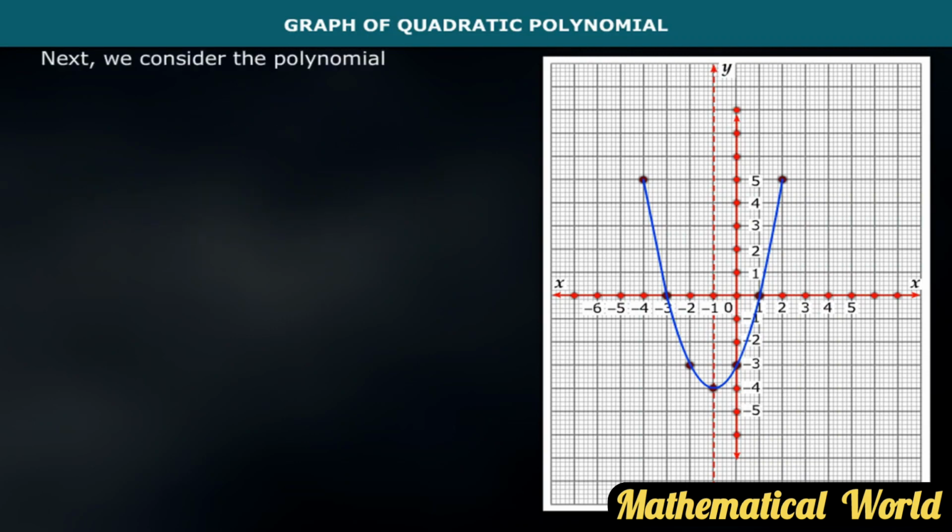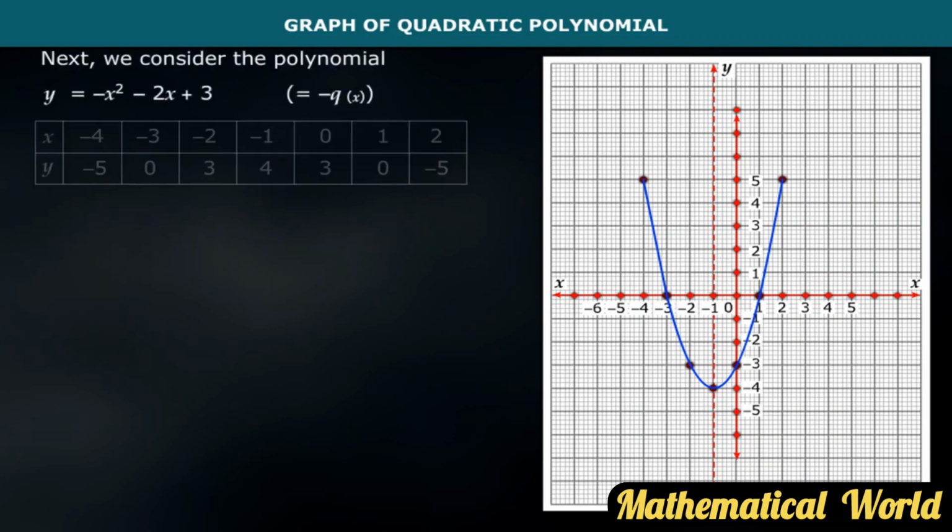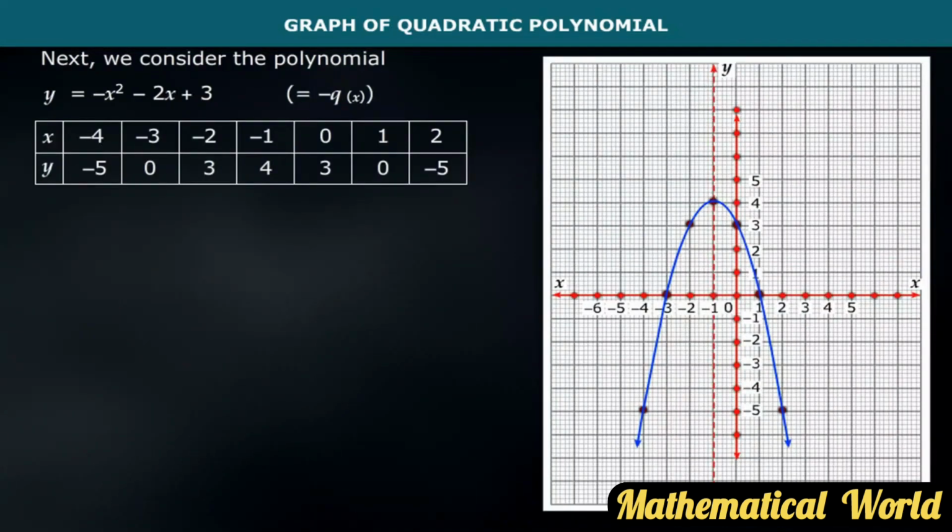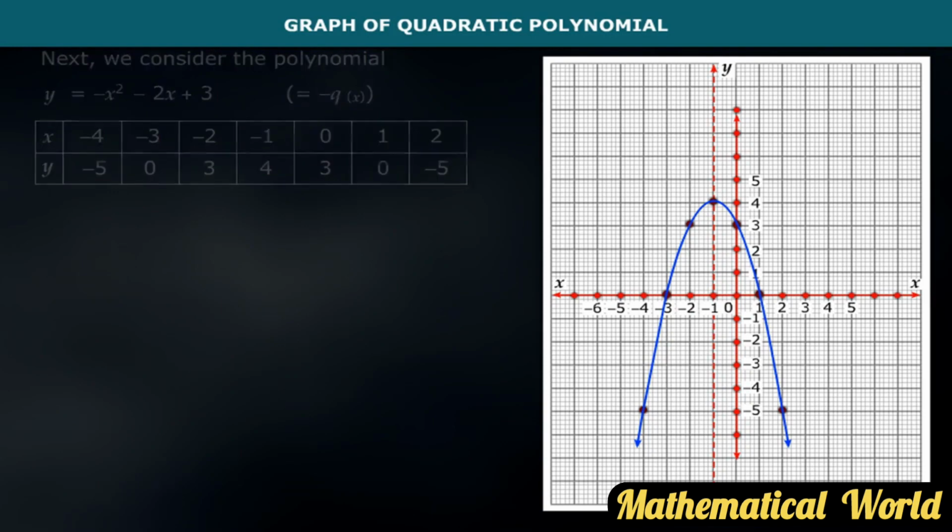Now, consider the polynomial p(x). This is actually the negative of the polynomial q(x). These are some values of x and y satisfying the polynomial. As we plot them on the graph paper, we notice that it is just the inverted form of the graph for q(x). This shows that changing the sign of the polynomial inverts its shape.